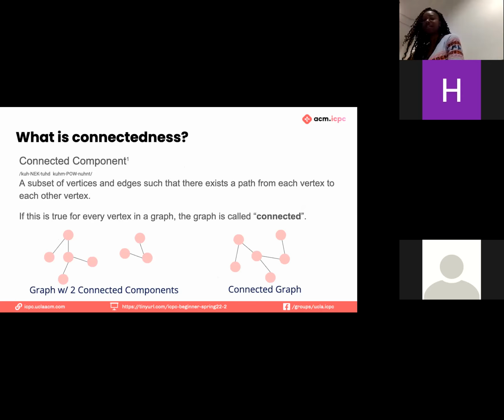And that's very unfortunate. And this encapsulates the idea of connectedness in a graph. A connected component is a subset of the graph where vertices and edges exist such that a path exists from every vertex to every other vertex. If a path exists from every vertex to every other vertex for the whole graph, then that graph is considered connected. But if that's not true, then you have several different connected components. You can see the graph on the left here has two connected components, but the one on the right is totally connected.